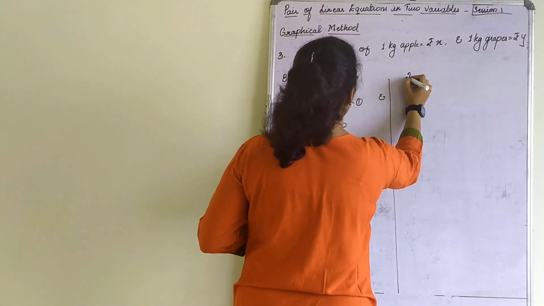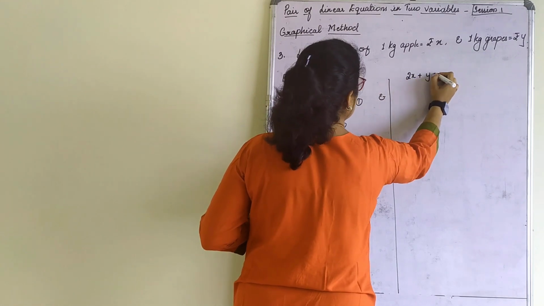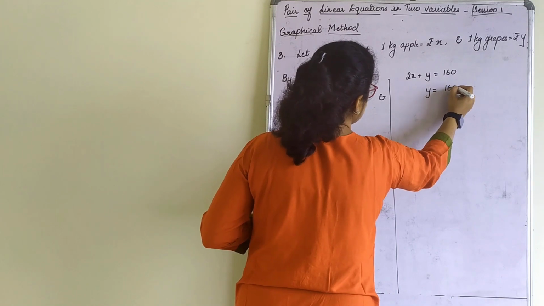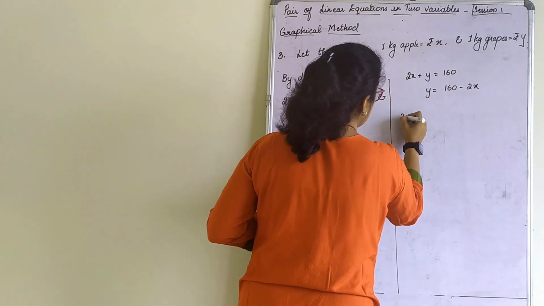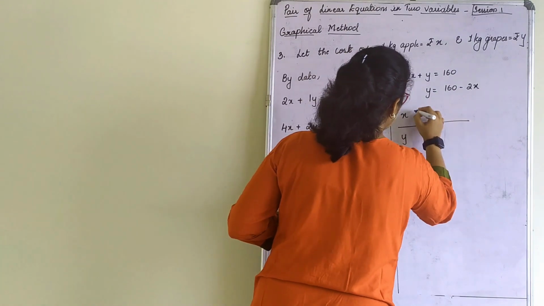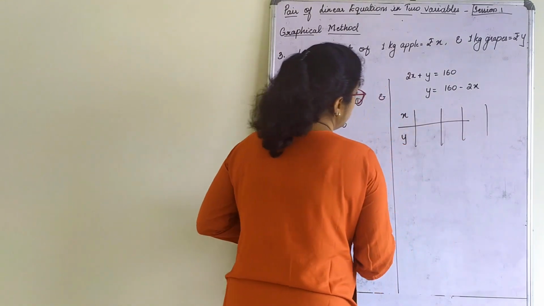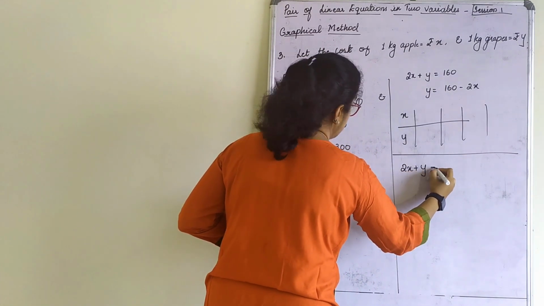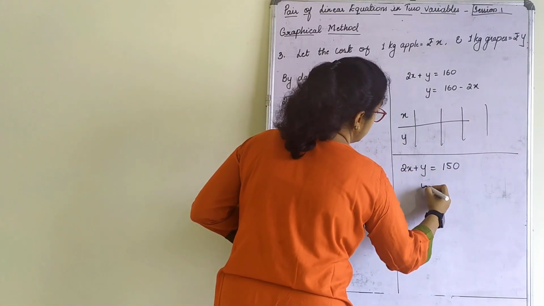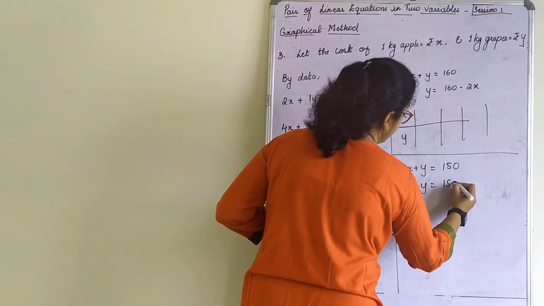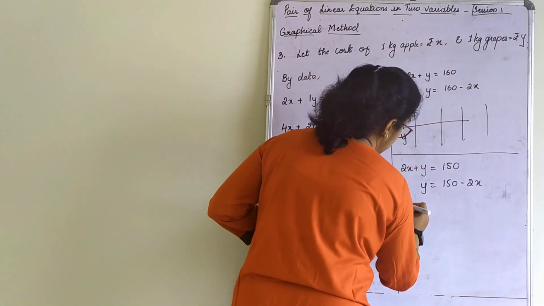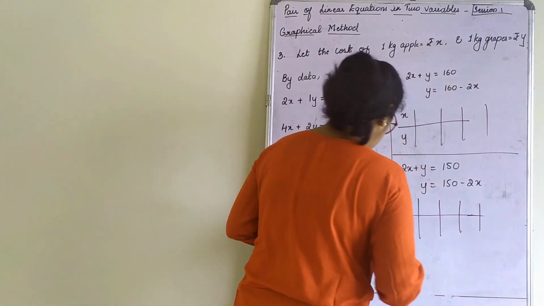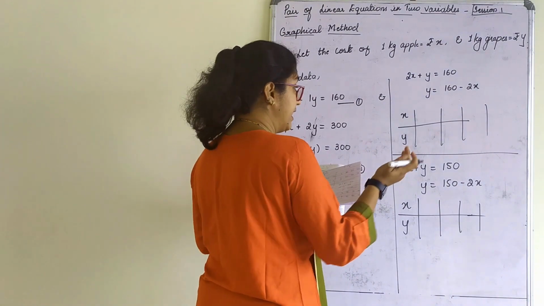So the first one, 2x plus y is equal to 160. y is equal to 160 minus 2x. You can plot the values for x and y. Next, similarly, 2x plus y is equal to 150. y is equal to 150 minus 2x. Write the tabulated column for x and y. I'll give you the x and y tabulated column that I have got.